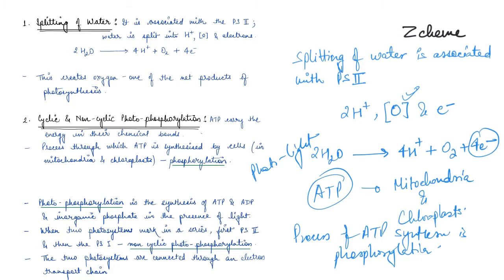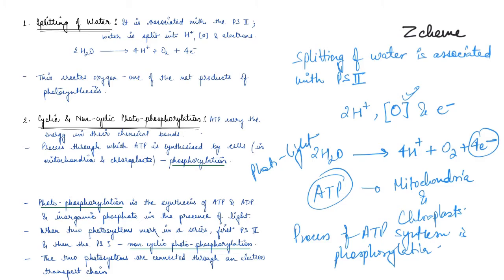So for half of the time you need light, for half of the time you do not need light, right? And that is why this is basically non-cyclic. This is known as non-cyclic phosphorylation. Here the two photosystems are connected through an electron transport chain. As we studied in the previous video, here there is no cycle which is continued, right?